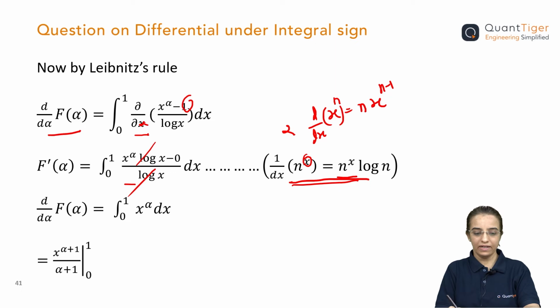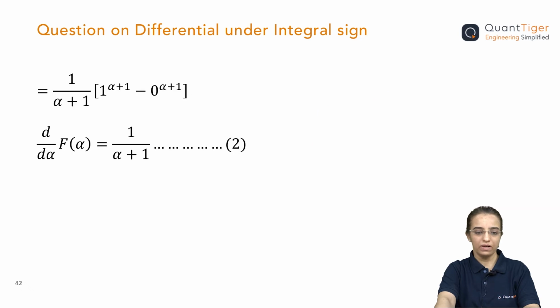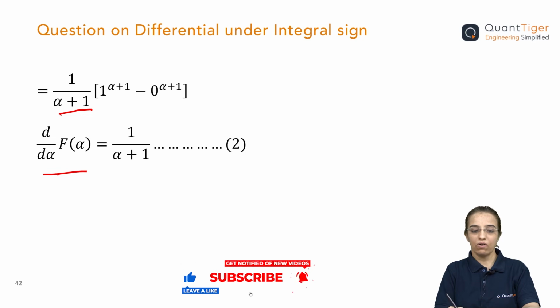Now if I integrate it with respect to x, it will give x raised to alpha plus 1 upon alpha plus 1, and the upper limit and lower limit will be 1 and 0. So I simply have to put those limits as upper limit minus lower limit. This constant will be outside, 1 upon alpha plus 1, and I just put upper limit which is 1 and lower limit as 0. So this is nothing but the value of the differentiation of f of alpha, or we can say f dash of alpha also. So this is the value I got for it.